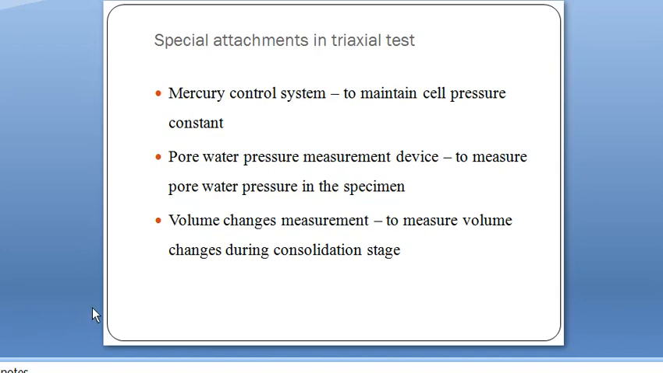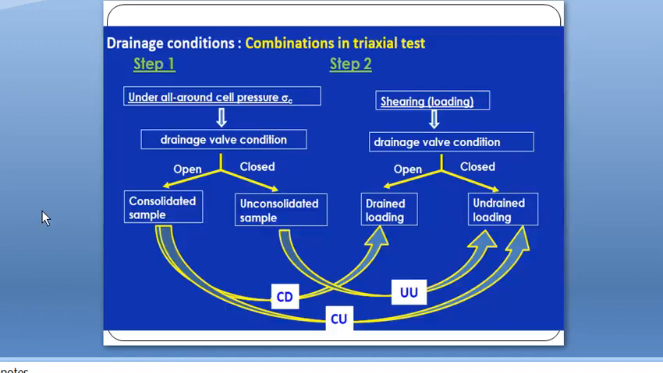Next one, the special attachments in the triaxial cell. There will be special attachments in the triaxial cell which are not in the direct shear test. The first one is the mercury control system. This is attached to maintain the cell pressure constant. Second, the pore water pressure measurement device, which is attached to measure the pore water pressure in the specimen. Third, volume change measurement, which is used to measure volume change during the consolidation stage. These three are special attachments in the triaxial test only. It's not in the direct shear test.